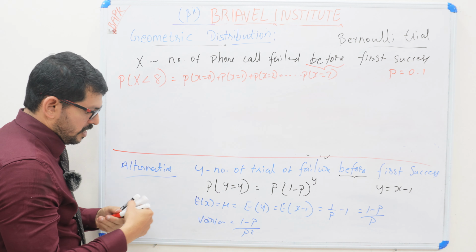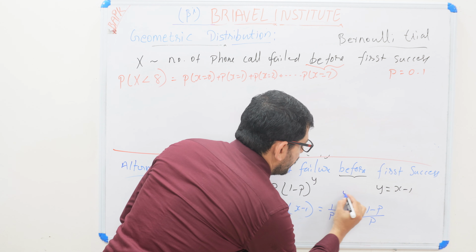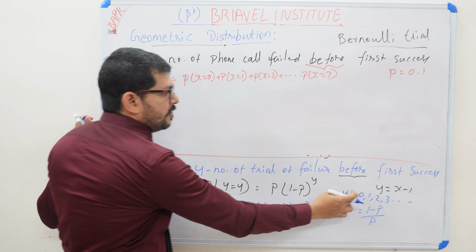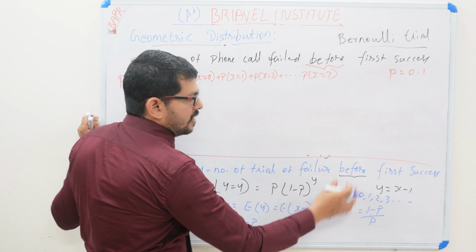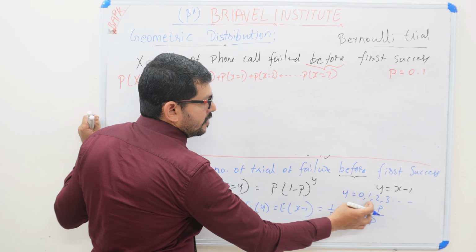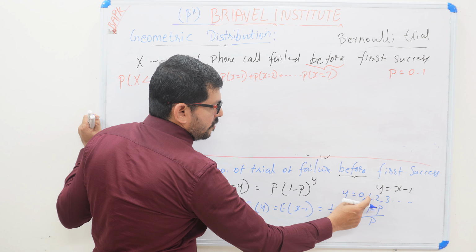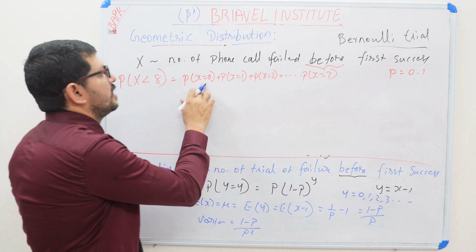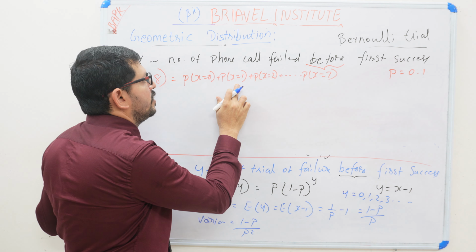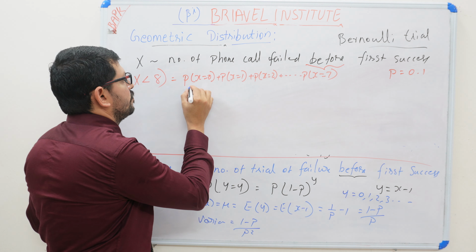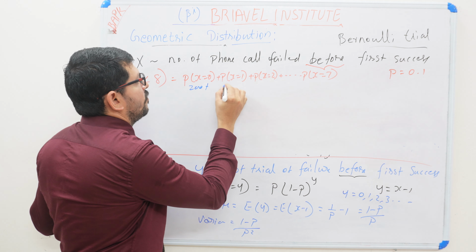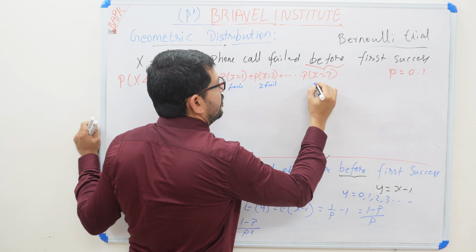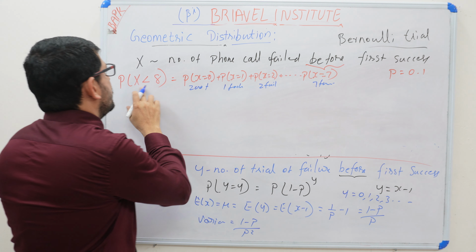In this case, Y will start with 0, 1, 2, 3. Because 0 failure means the first call itself is a success. 1 failure means two trials will be there. So here you see X less than 8 means X will be 0, 1. 0 means 0 failure, here 1 failure, here 2 failures, up to 7 failures.